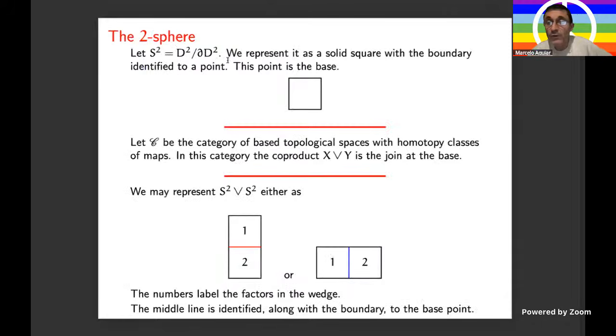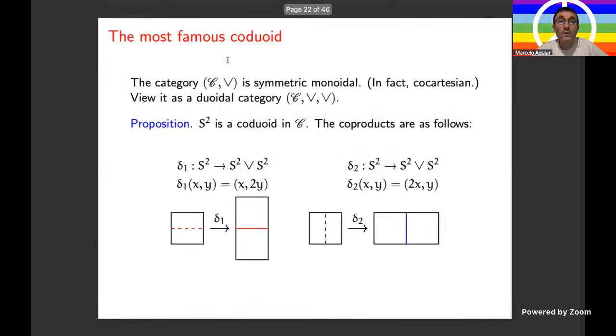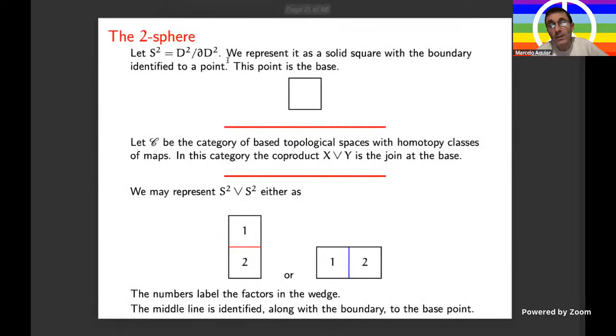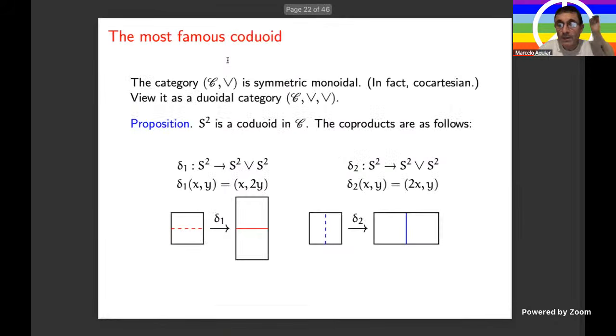Now here I have a few slides that again I'm going to skip, but I'm just going to tell you that what I call the most famous coduoid, this is an example of a coduoid, is the two-sphere. The two-sphere has, in an appropriate category, a structure of coduoid. Maybe just look at these pictures. So the square represents S2 with the base of the square identified to a point. So the square becomes a two-sphere.